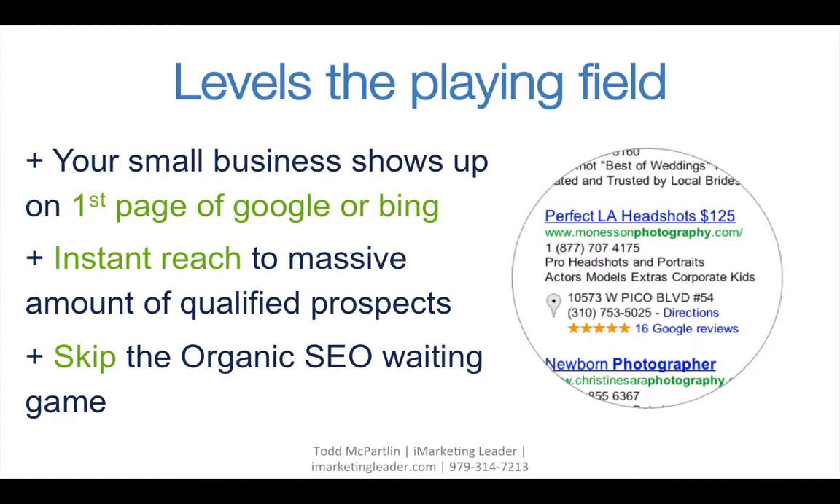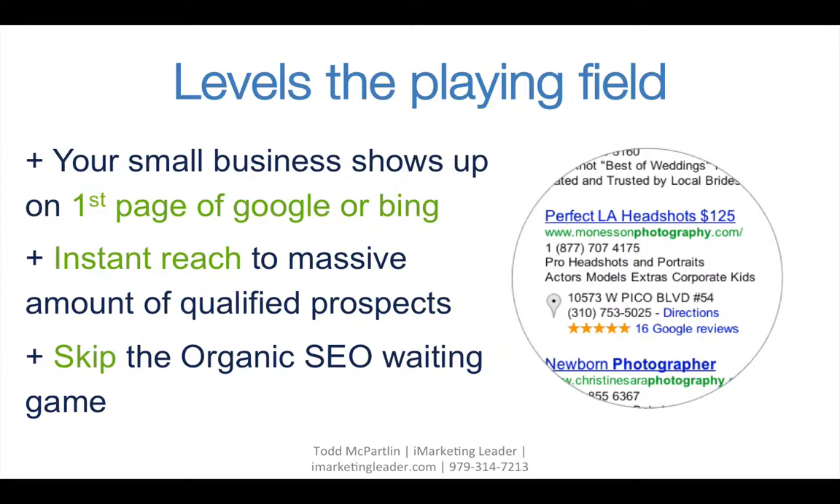So you get instant reach, and this is the reach part, to massive amounts of qualified prospects. If you do your keyword research right, you'll know exactly how many people, according to Google, on average, are searching for that keyword every single month. So say it was 1,000 people searching for that. You can instantly step in front of 1,000 qualified prospects just by bidding the right amount and having a great ad. So you could skip the organic SEO waiting game.